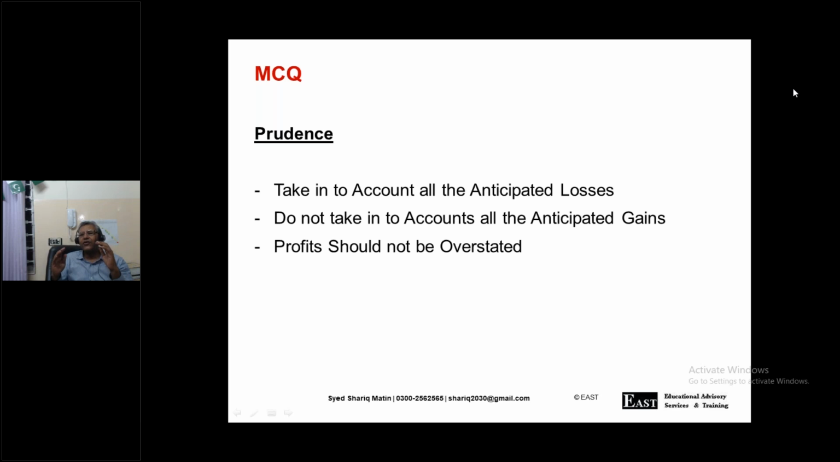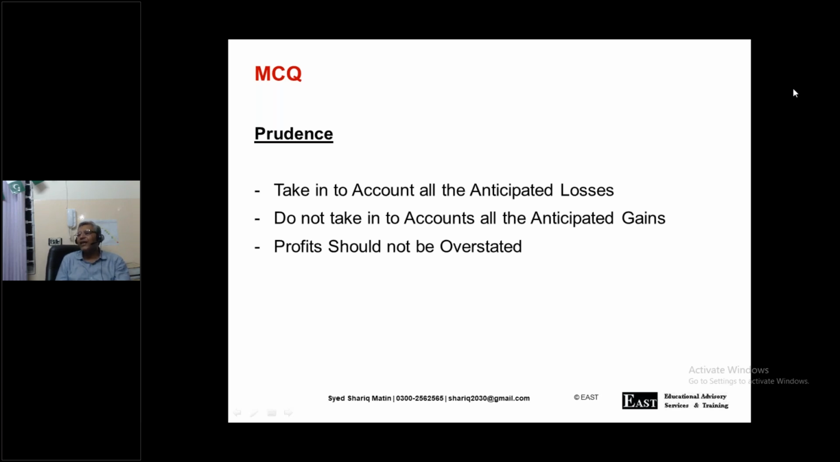Prudence says do not take into account any anticipated gains, right? But you take into account all the anticipated losses. So if you see some gains in the future, something in the air, someone made a commitment, or you say the market reputation of my business is very good, all these are not supposed to be recorded in accounting, right? Anticipated loss will be recorded, but anticipated gain will not be recorded, right?